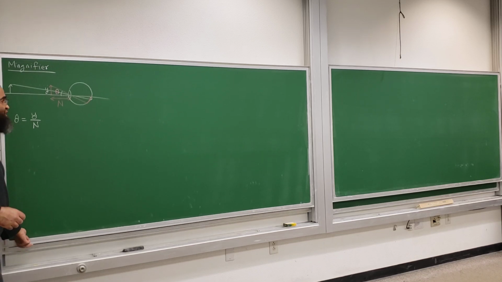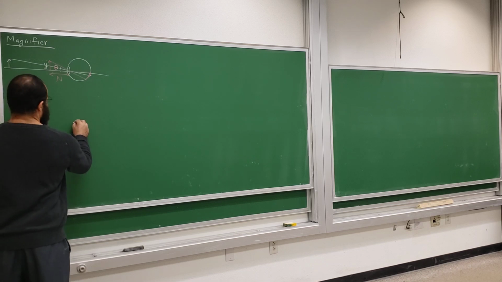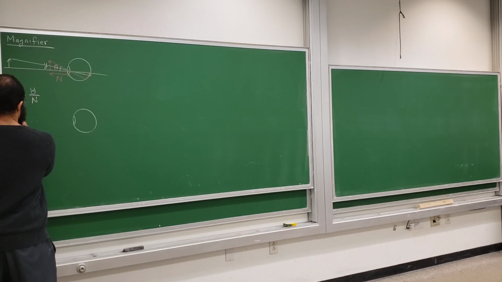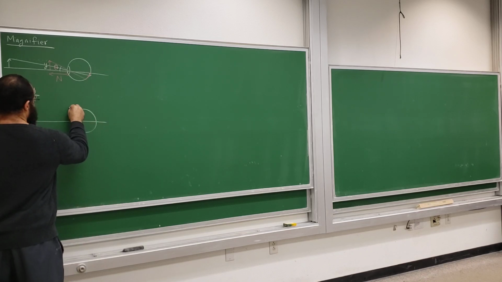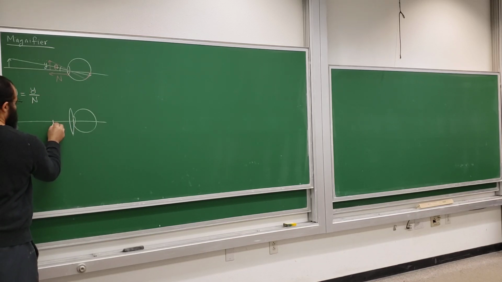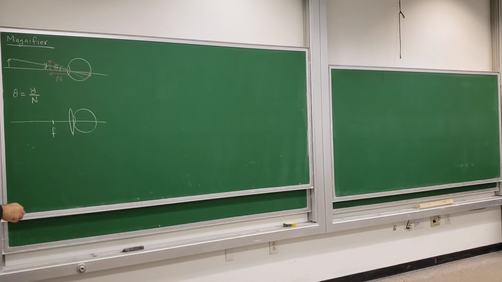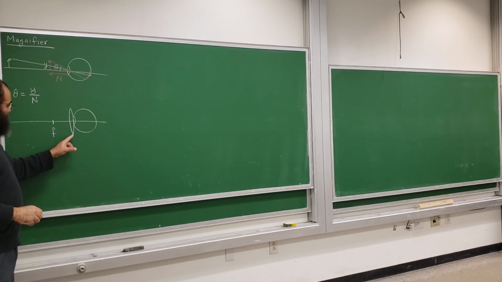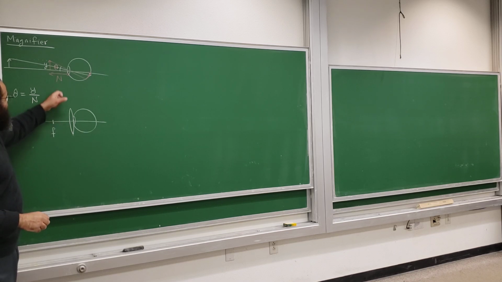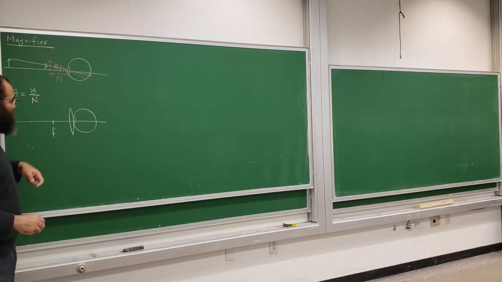So now, here's how a magnifying glass works. You get the eye. Here's the eye, here's the eye lens. And then we put some convex lens, a converging lens, in front of it. That converging lens will have a certain focal length. Typically, the focal length of this lens will be smaller than the near point of the eye. So f is less than N.